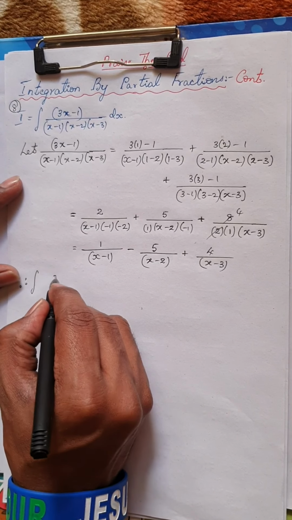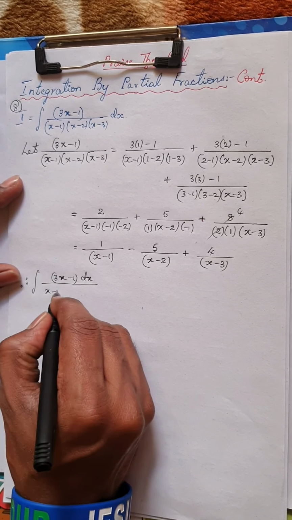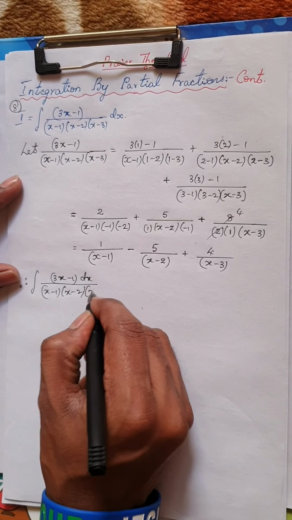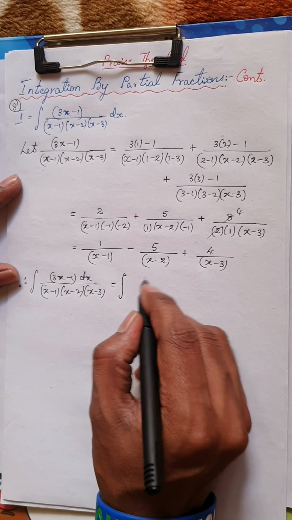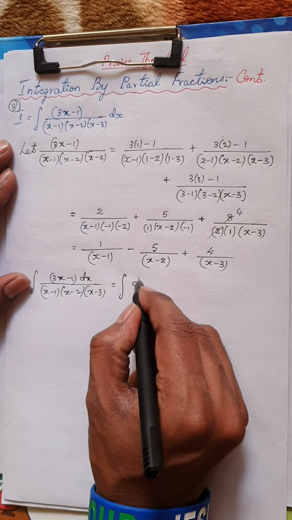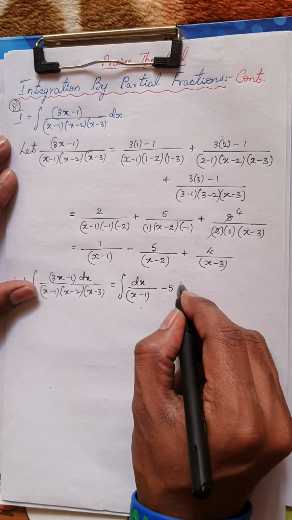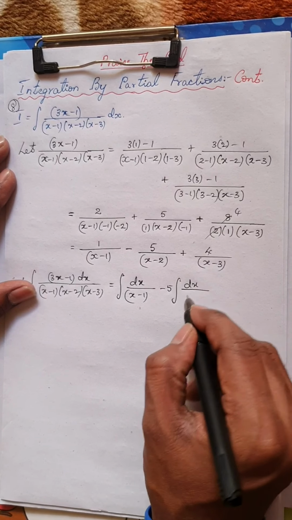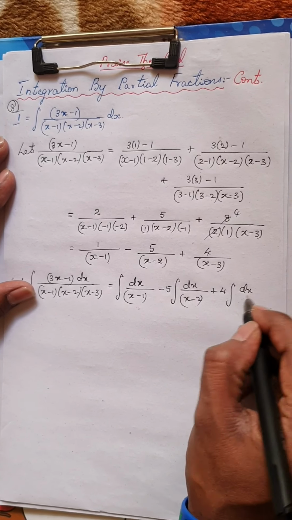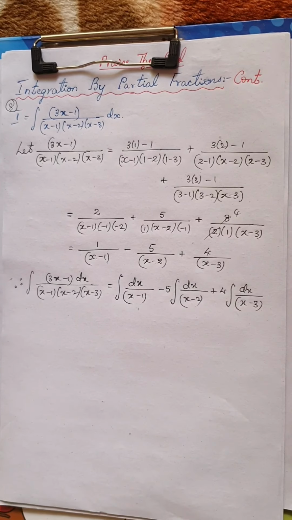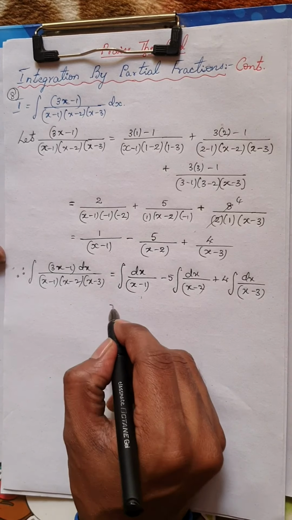Therefore, now let us consider the integral. The integral of 3x minus 1 dx divided by x minus 1 into x minus 2 into x minus 3 can be written as, let me write it separately, the integral of dx divided by x minus 1, let me take this constant outside, minus 5 times the integral of dx divided by x minus 2, plus 4 outside, the integral of dx divided by x minus 3. Is it clear? Now we are going to integrate this.